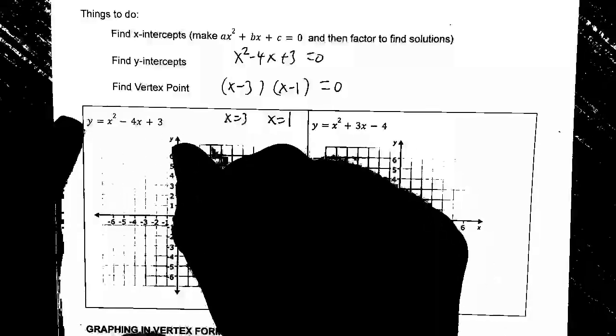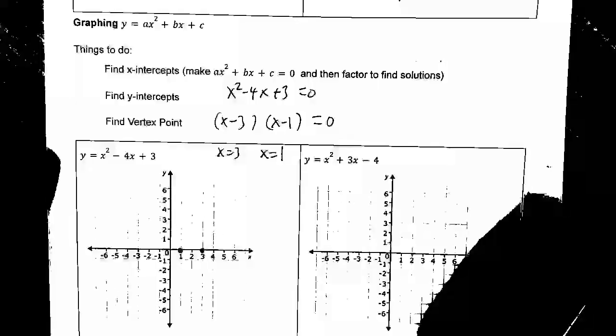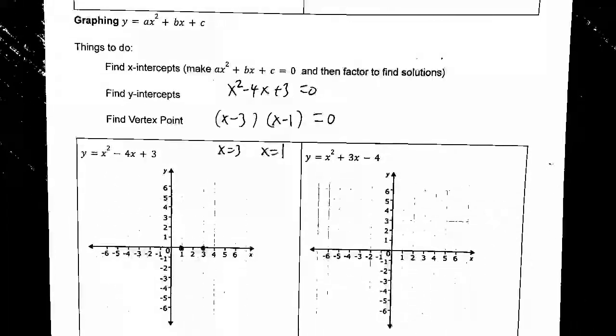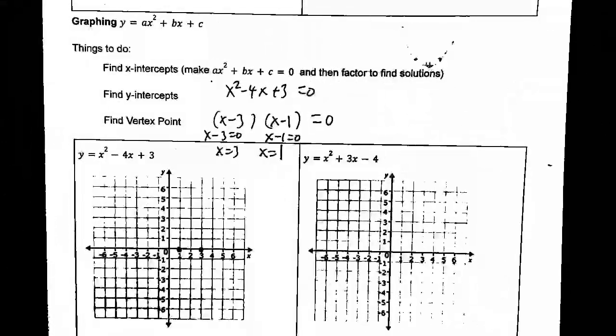1 and 3. Those would be your x-intercepts. Because you set them each equal to 0. So x minus 3 equals 0. And then x minus 1 equals 0. And then they equal 3 and 1.